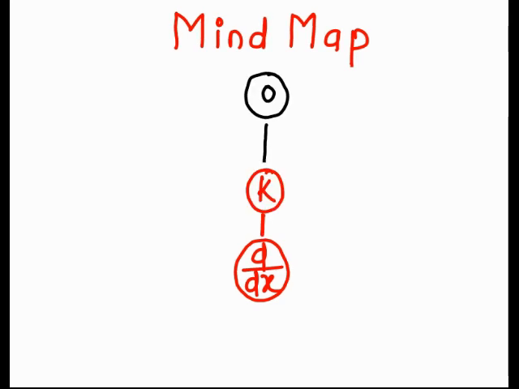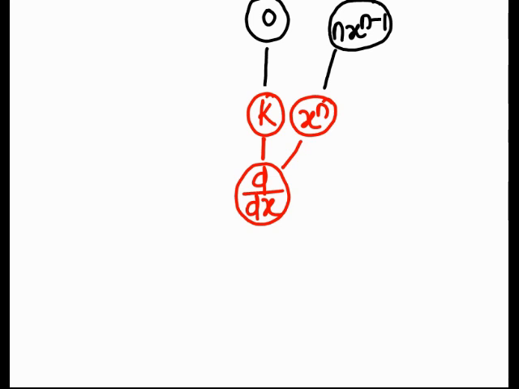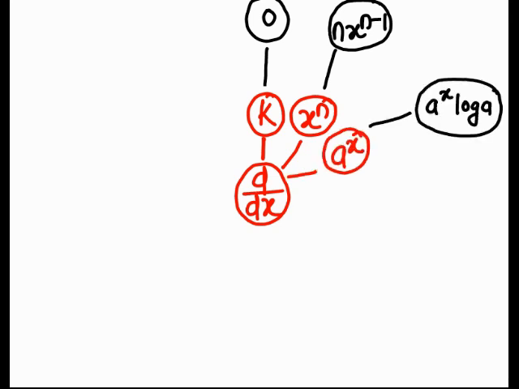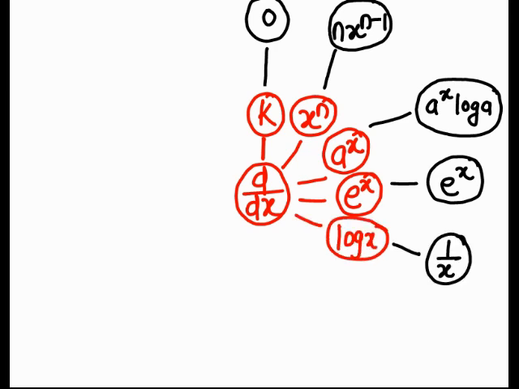So first of all, we find what is the derivative of k. The derivative of k is 0. Derivative of x raised to n is n into x raised to n minus 1. Derivative of a raised to x is a raised to x log a. Derivative of e raised to x is e raised to x. Derivative of log x is 1 upon x.